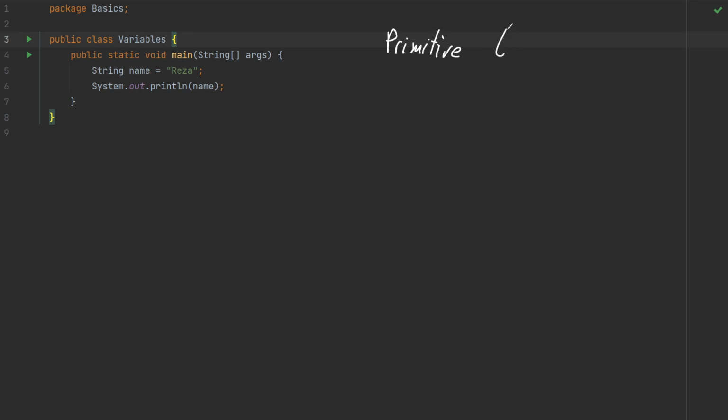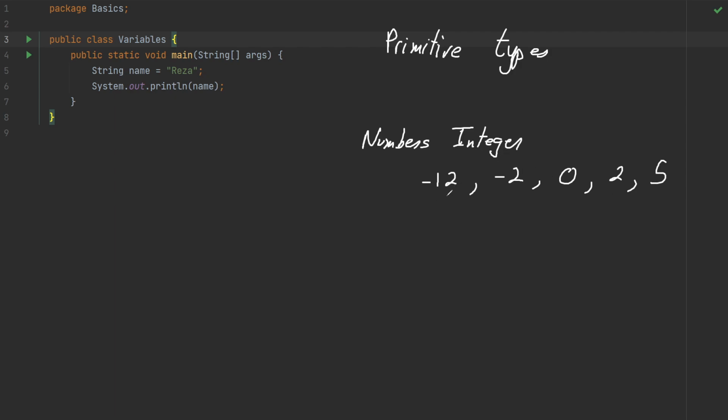Primitive types. And the first primitive type we're going to talk about is numbers, right? So what kind of numbers we have. The numbers we're interested in are integer types. Integer types means they're whole numbers. They could be any number such as minus 12, minus 2. It could also be 0. It could be positive numbers 2, 5. Integer means whole numbers. It doesn't matter if they're negative or positive, but they have to be whole numbers.